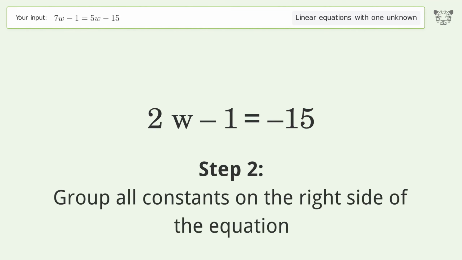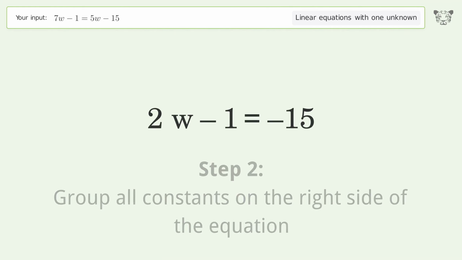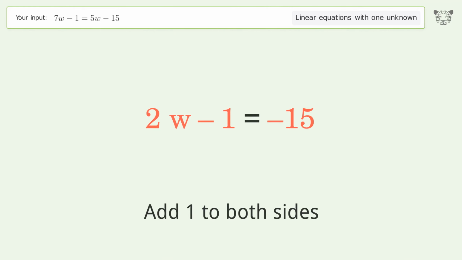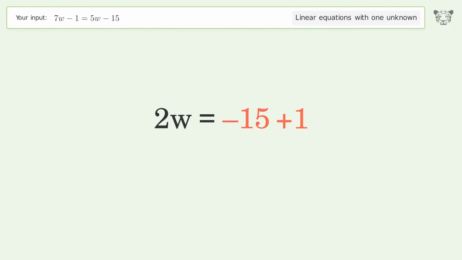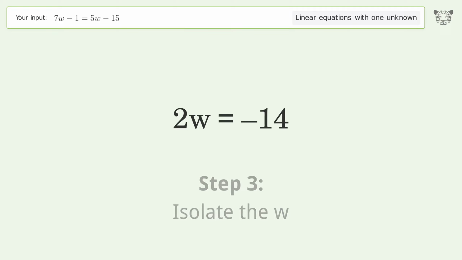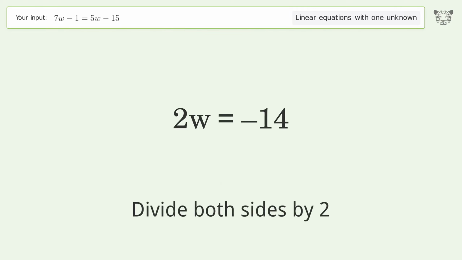Group all constants on the right side of the equation. Add 1 to both sides. Simplify the arithmetic. Isolate the w. Divide both sides by 2.